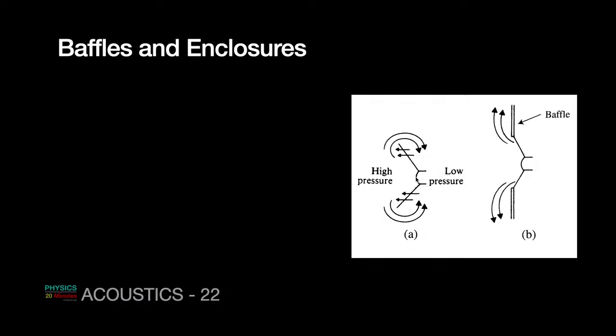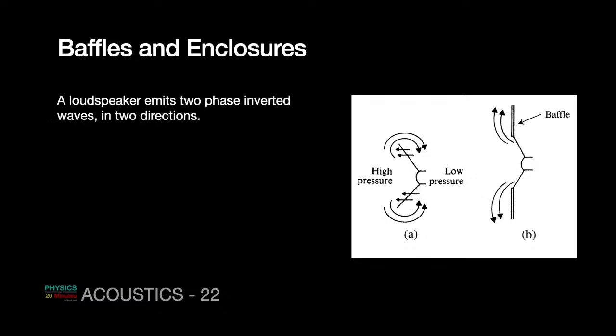So basically a loudspeaker emits two waves which are phase inverted in two directions. One is in the forward direction and one is in the backward direction.